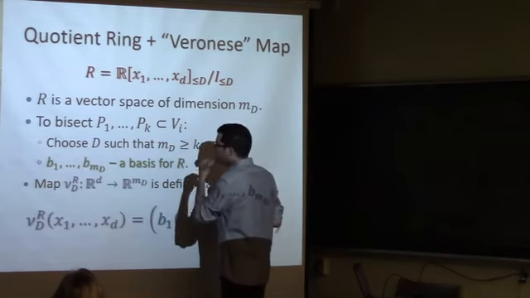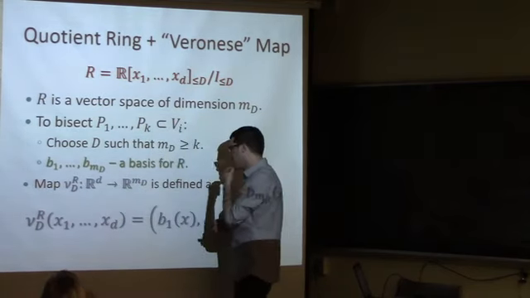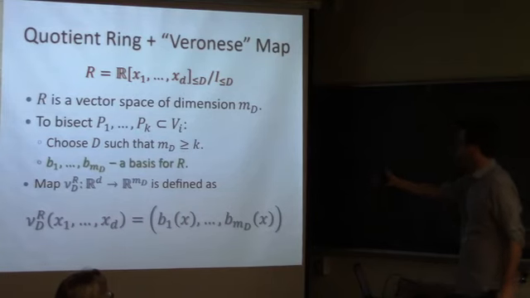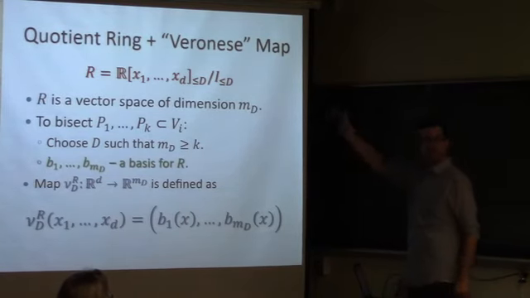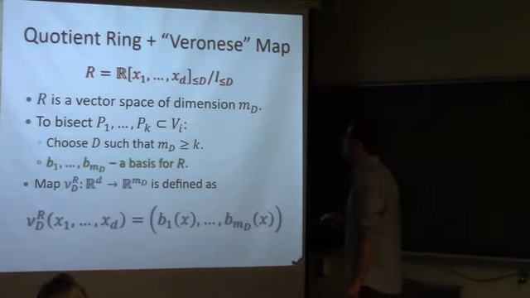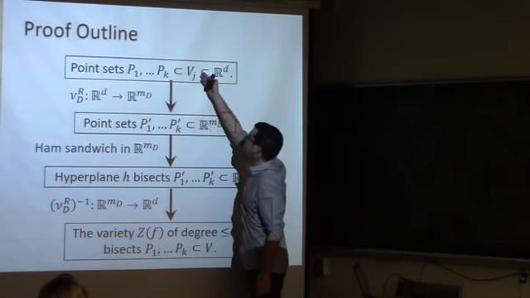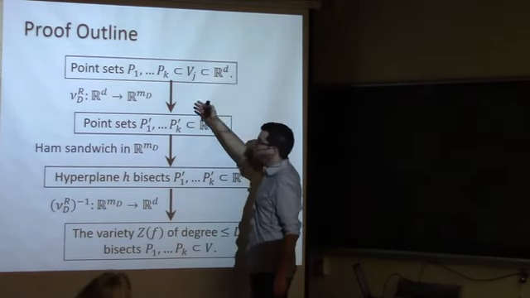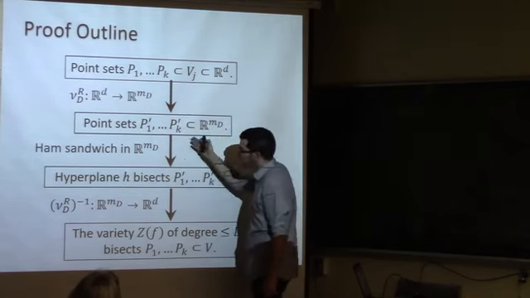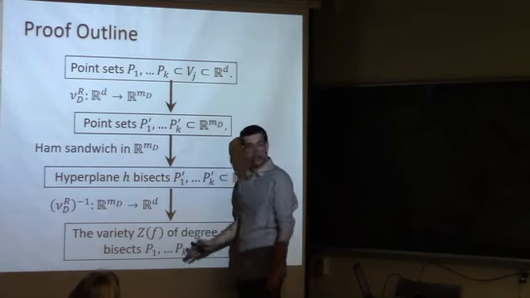So, instead of looking at all monomials of degree at most capital D, I'll look at the elements of the basis of my quotient, and I'm going to map to this basis. If the Veronese map went to the basis of all of the polynomials, this is just the basis of the polynomials in my quotient. So it goes to a lower dimensional space, but still it goes to a higher dimensional space. And I'm going to do exactly the same. I have k point sets on my variety. I'm using the fake Veronese map to take them into point sets in a higher dimensional space. In the higher dimensional space, there's a hyperplane that simultaneously bisects them, and then I can pull it back down and get a polynomial that partitions everything.